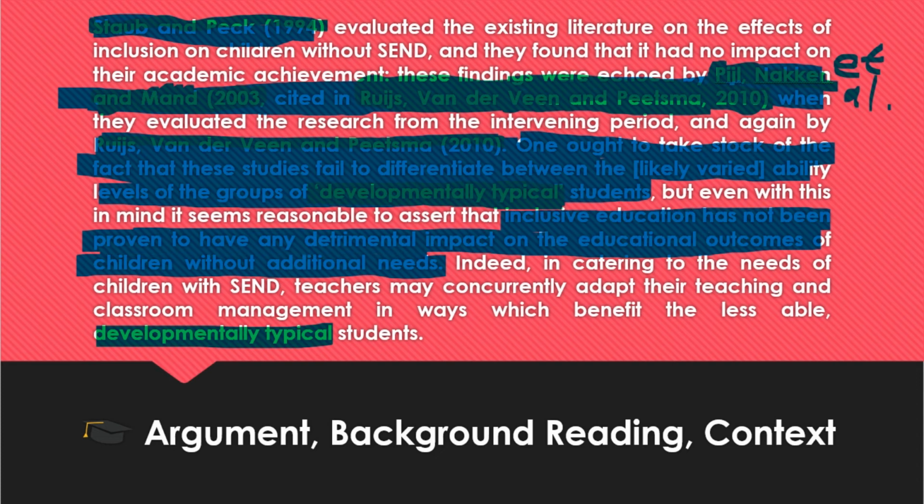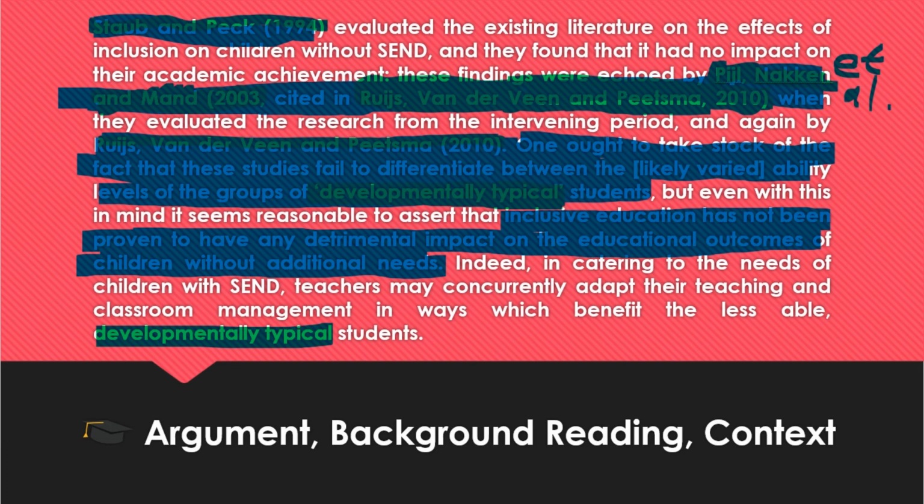And then context. This last bit that isn't yet blue or green, this bit is my context. Indeed, in catering to the needs of children with SEND, teachers may concurrently adapt their teaching and classroom management in ways which benefit the less able, developmentally typical students. That's my context. That's me saying, here's inclusion being a good thing. Here's the people that have said that. Here's a little bit of criticism. Not perfect. Here's the context. Here's why what I've just said means something in the context of this essay.